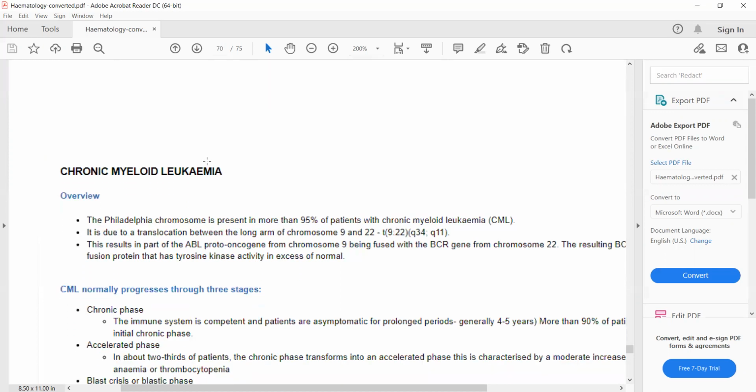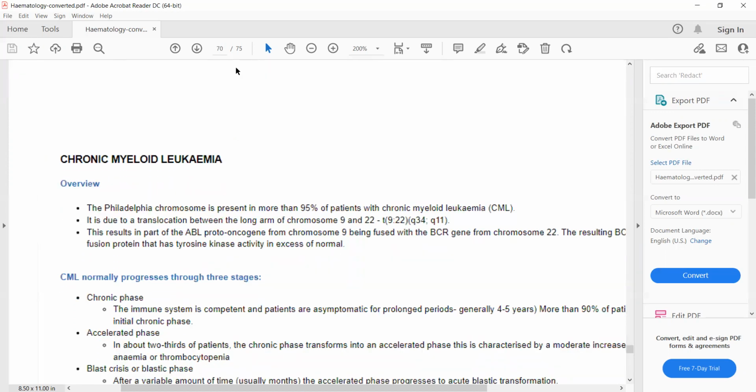Now we are done with acute leukemias, acute lymphoblastic leukemia and acute myeloid leukemia. They are common in people with age less than 40 years. Now our next topic is chronic leukemias.